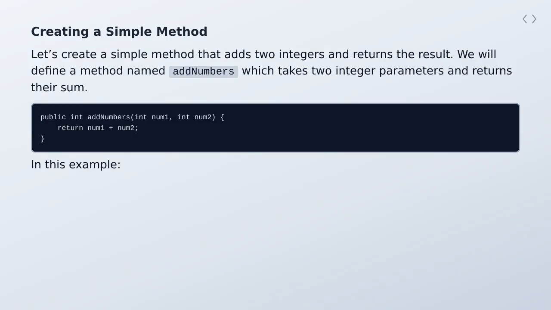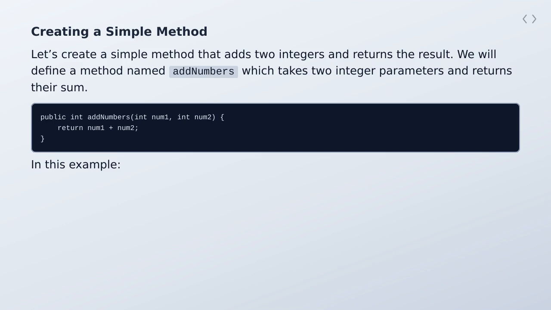This section covers creating a simple method. Let's create a simple method that adds 2 integers and returns the result. We will define a method named addNumbers which takes 2 integer parameters and returns their sum. The samples on screen walk through this step. Take a moment to read through them.